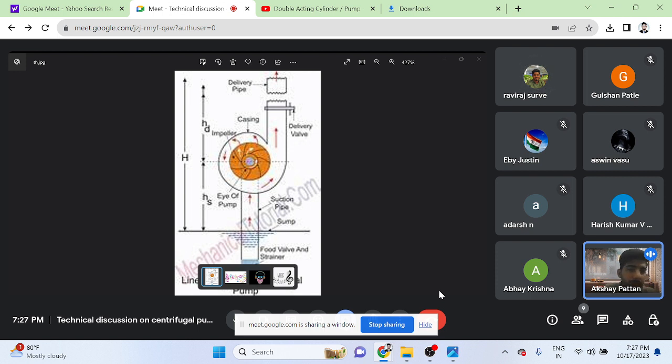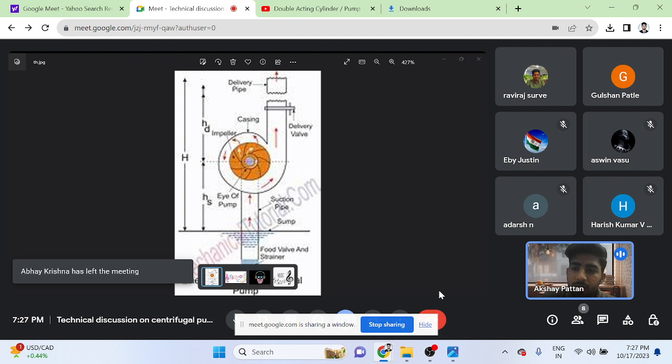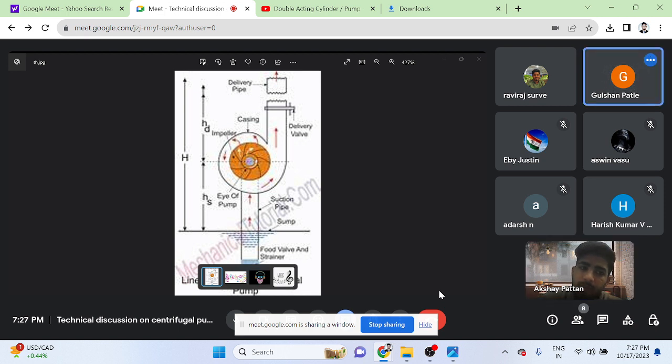Okay. So that was about the gland packing and sealing. So is there any doubt, guys, about today's session? Or have I missed some points, or do you want to add any other points? Anybody? No, I think all is covered about the centrifugal pump. Okay. So, is there anything left to be discussed? No, everything is complete now.